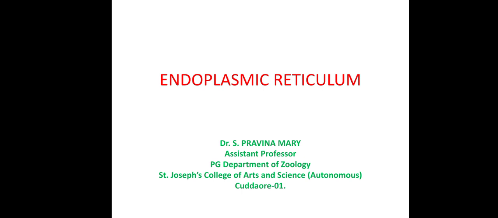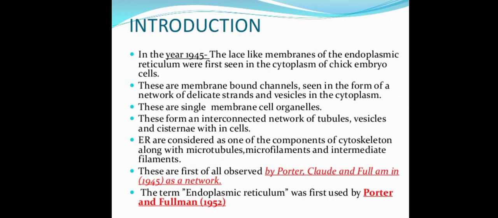The cells are divided into two different types. One is prokaryotic cells and the other is eukaryotic cells. Prokaryotic cells do not contain a defined nucleus. Examples are bacteria and some blue-green algae. A eukaryotic cell contains a defined nucleus. The chromatin bodies are enclosed by a nuclear membrane. So next we are going to learn about the endoplasmic reticulum.